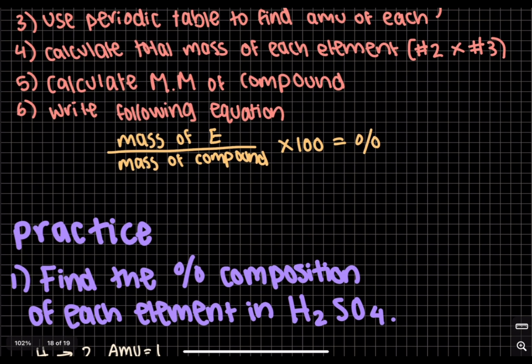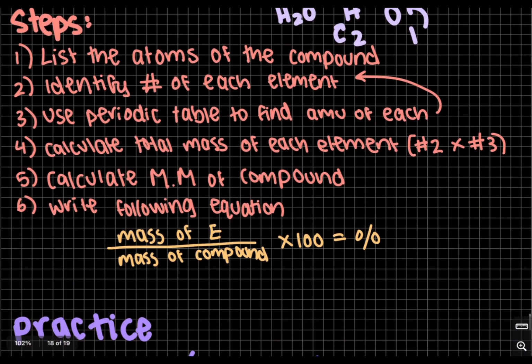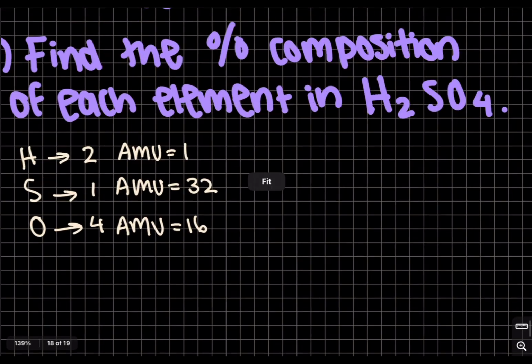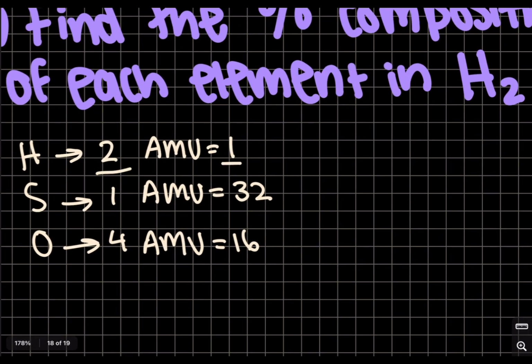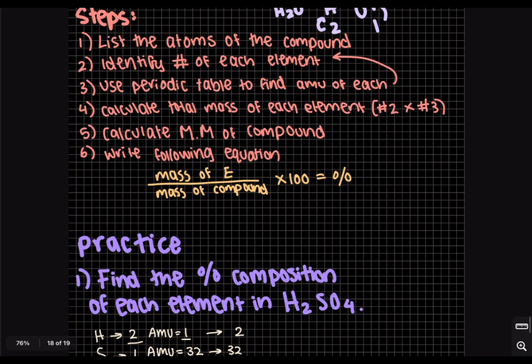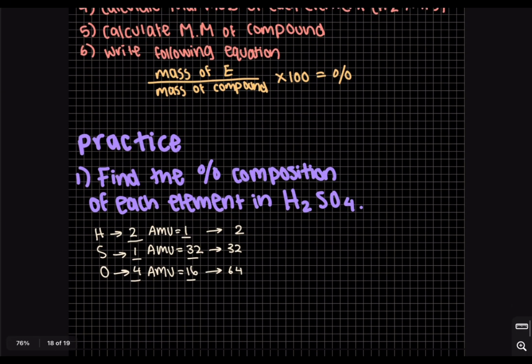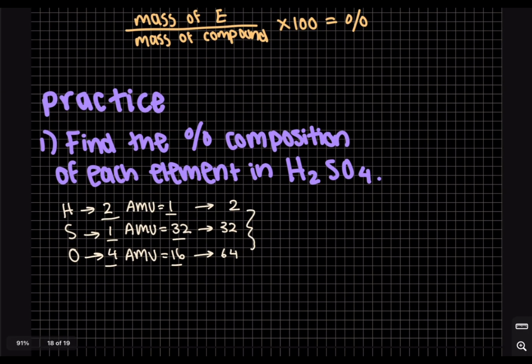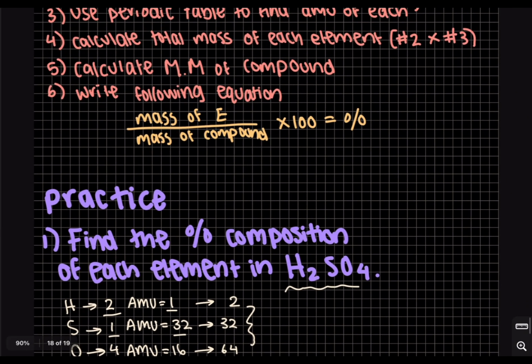Now, calculate the total mass of each element. I'm going to multiply the number of each element by the atomic mass unit. Let's do that. 2 times 1 is 2, so I'm just going to write 2. And 1 times 32 is 32. And 4 times 16 is 64. Great. Now I have found the total mass of each element. These numbers are the total mass of each of the elements in dihydrogen sulfate.